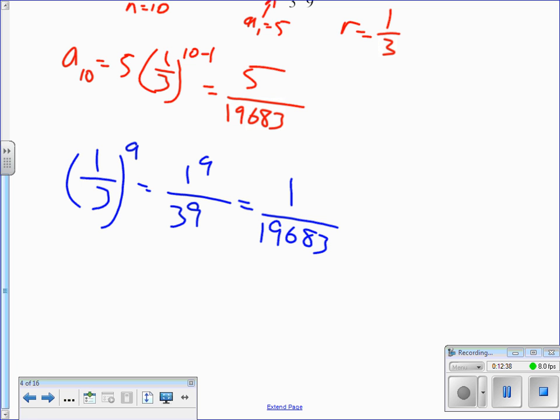Which I know is not my answer, but what do I have to do? I have to multiply it by the 5, so the 1 becomes the 5. You can do a fraction on your calculator. If your calculator will not handle the fraction that big without giving you a decimal, just do the numerator as 1 and do the denominator as the other. Write them down separately. And that's perfectly acceptable.